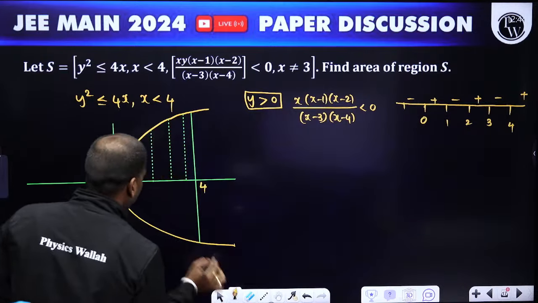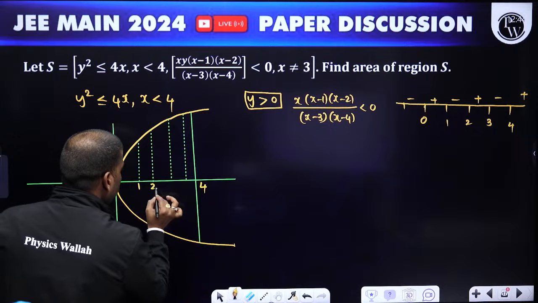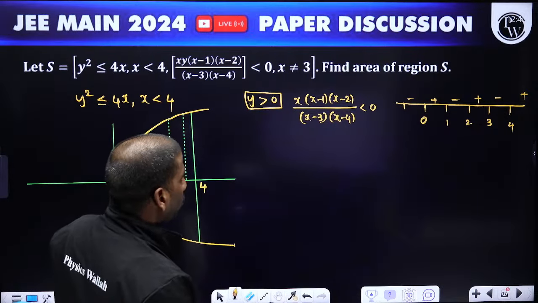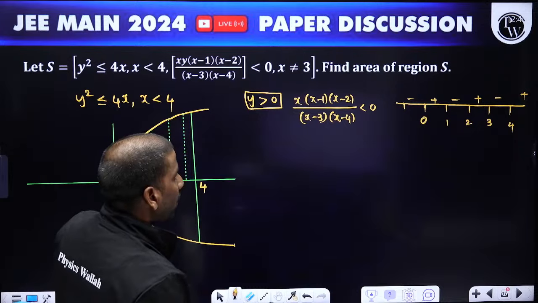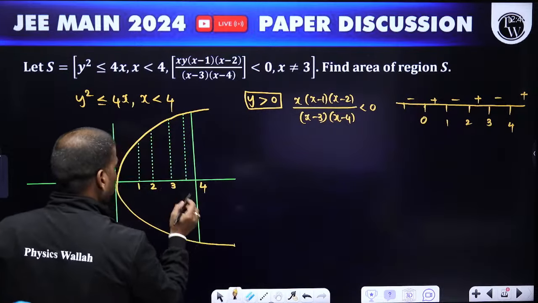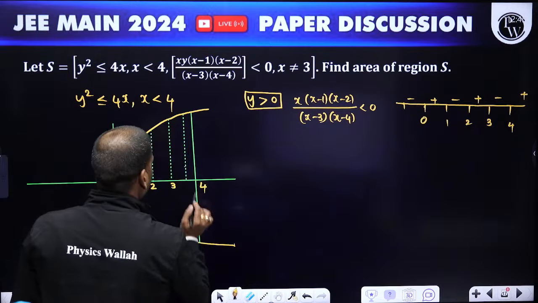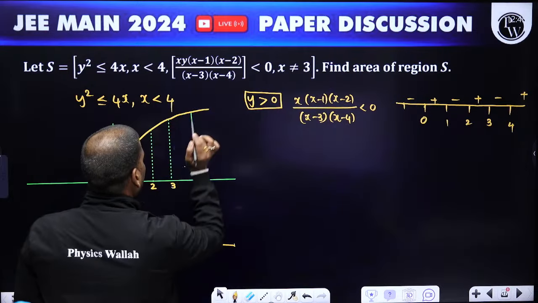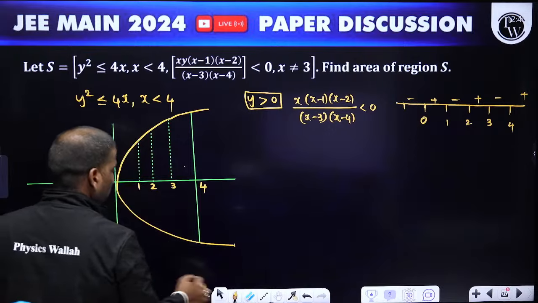Right. So that means this is 1, 2, 1, 2, 2, negative 1, 2, 2, yes. Next 3, 2, 4. So then this is not required. It's 3, 2, 4. So this is what it is.